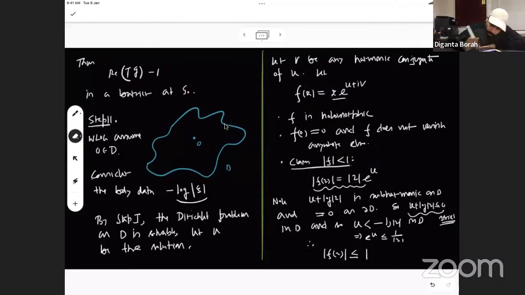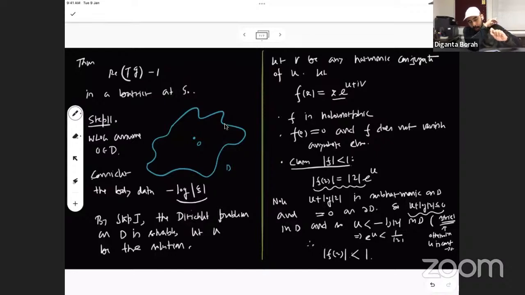So this is actually strict. Otherwise u is constant, which could be a contradiction. Okay. So I can say that f is actually strictly less than 1, right? So f maps the domain D into the unit disk.